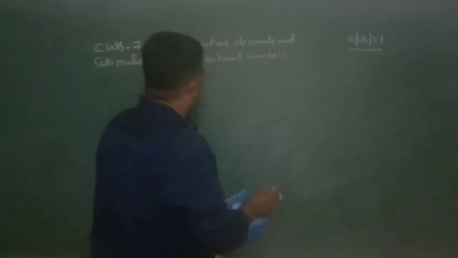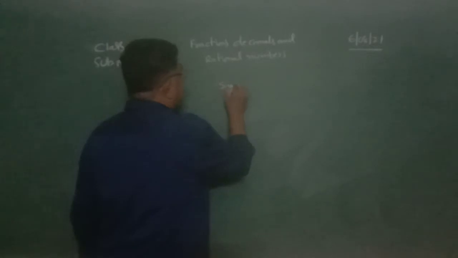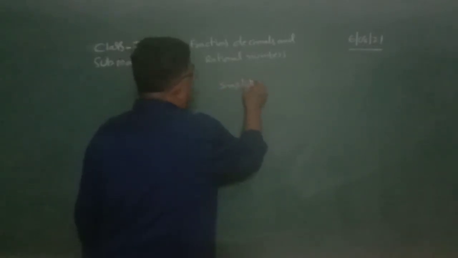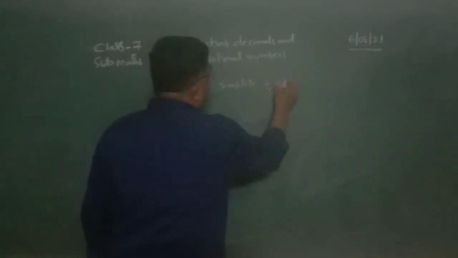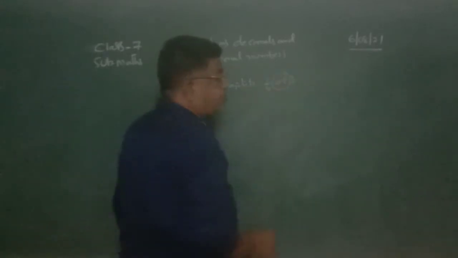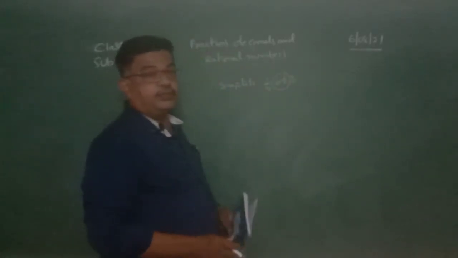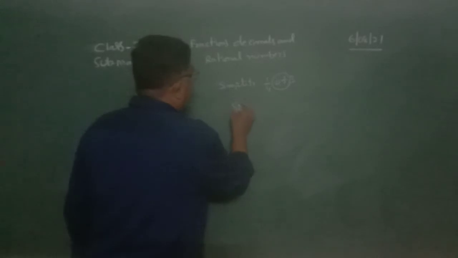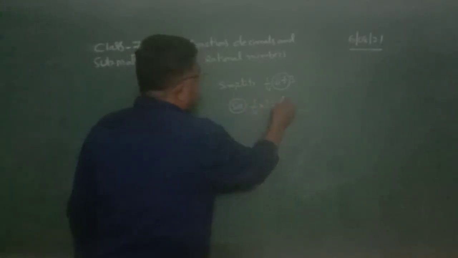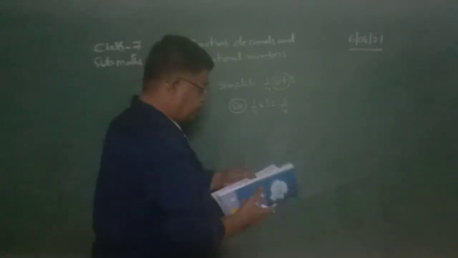Next, simplify 1 by 4 of 3. Of stands for multiplication, already I told you. So follow this. Solution: 1 by 4 into 3. No cancellation possible, so the answer is 3 by 4.